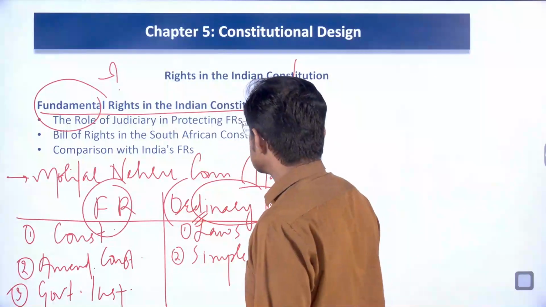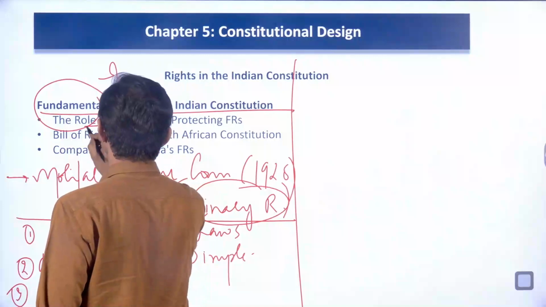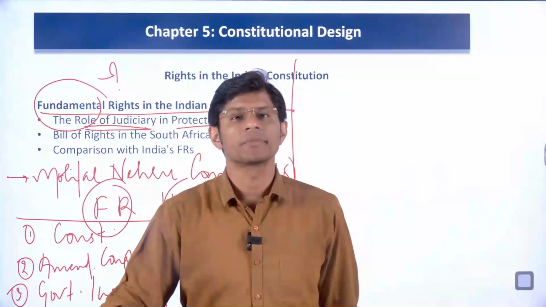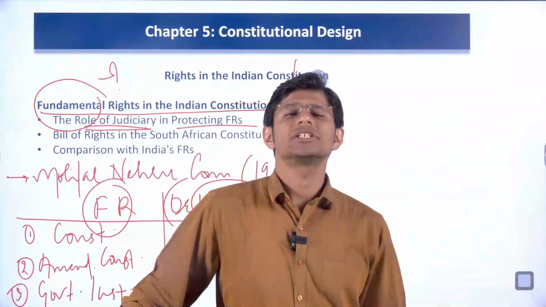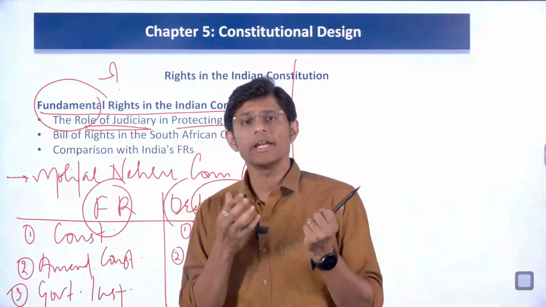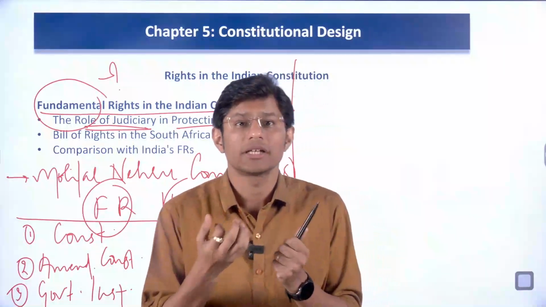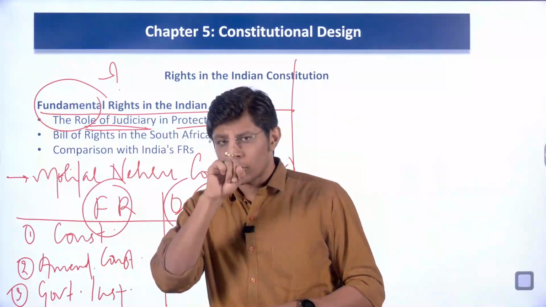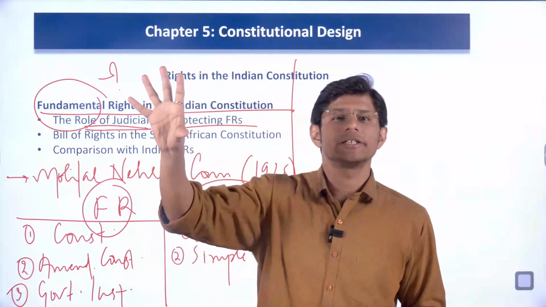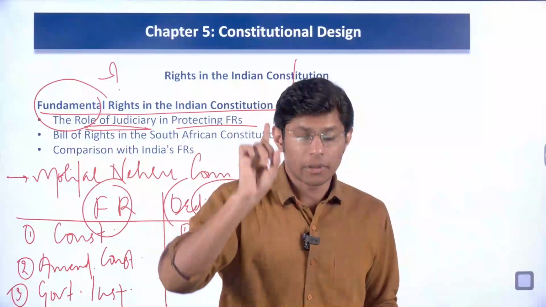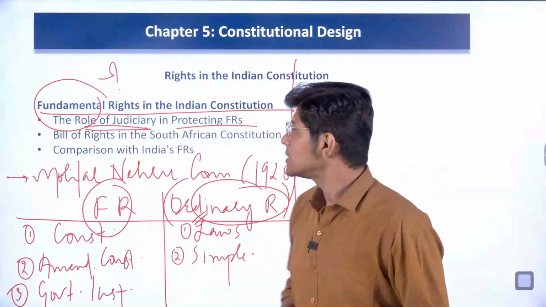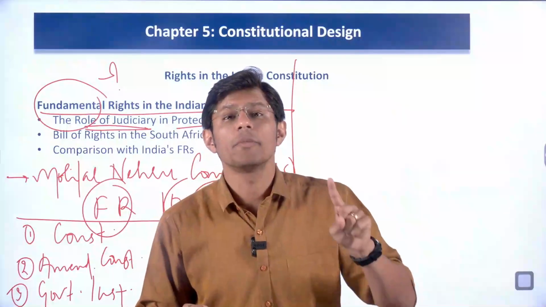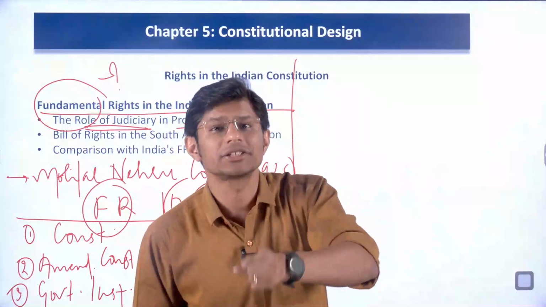Now, let us try to understand the role of the judiciary in protecting fundamental rights. We have already discussed, right? The judiciary has the power and duty to protect the fundamental rights, which means if the rights are being violated, it can declare them unconstitutional. But you need to remember that the fundamental rights are not absolute. The government can impose reasonable restrictions.